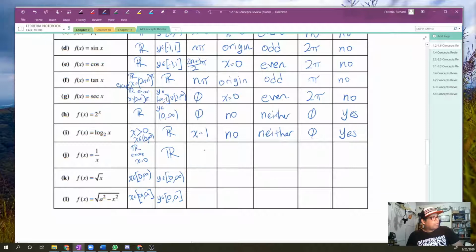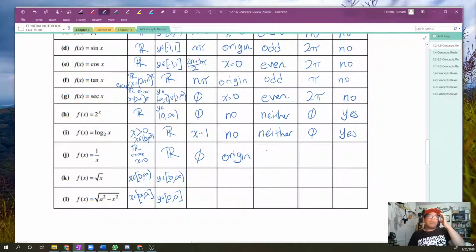Let's go to 1 over x. Does 1 over x equal 0? No, never. Does this have symmetry? And yeah, this one does, because if you rotated this one, quadrant 1 would look just like quadrant 3. I mix up my quadrants all the time. So yes, it has origin symmetry.